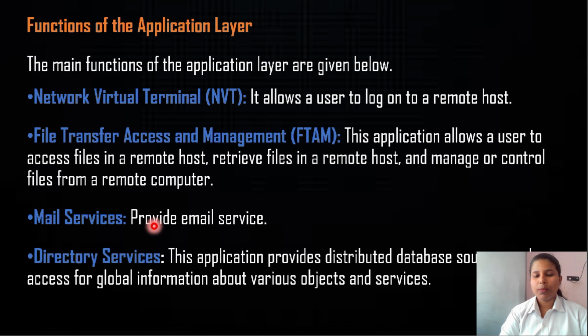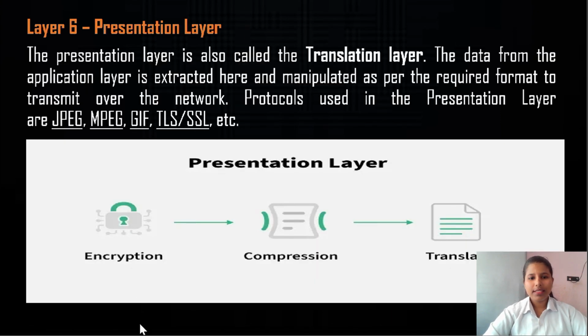And the mail service provides email services and directory services. This application provides distributed sources of access to global information about various objects and services. So these are the functions of the application layer, which means that the user is given file transfer access or mail services. Now let's look at the second layer, which is layer 6, the presentation layer.